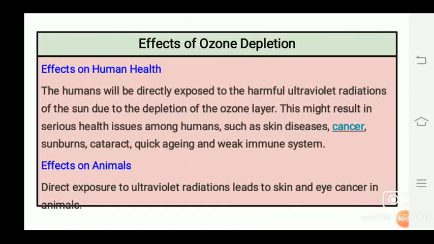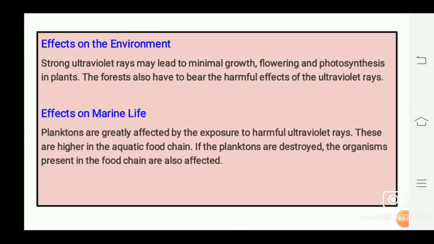Now effects on animals: direct exposure to strong ultraviolet radiation leads to skin and eye cancer in animals also. Then if we see its effect on the environment, strong ultraviolet rays may lead to minimal growth, flowering and photosynthesis in plants. Plants are also harmed, students. The forests also have to bear the harmful effects of the ultraviolet rays.